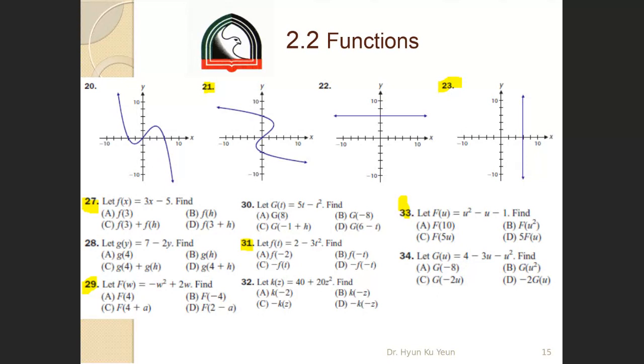Okay, so which of these graphs represent a function? 20, 21, 22, or 23. Which graph represents a function?